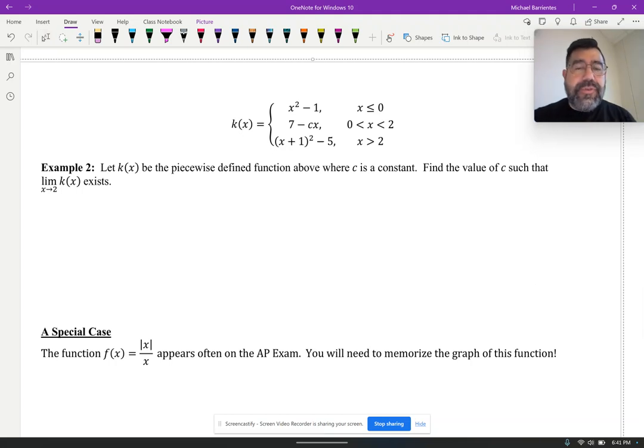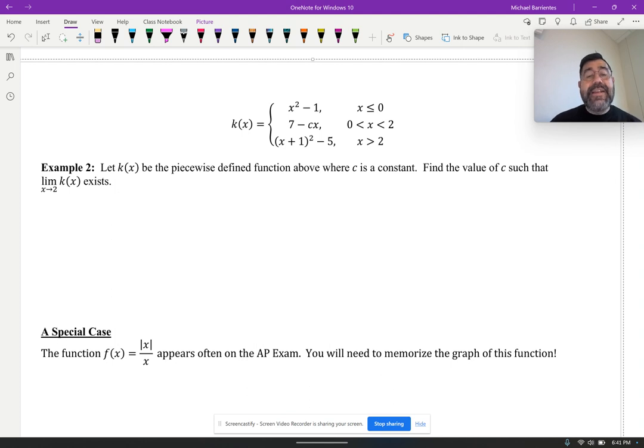All right, in video 3, this is a very familiar AP problem. We're given a piecewise function, and they want us to figure out where a specific limit exists. So, k of x is a piecewise defined function above. We can see it's defined where c is a constant. So c is a number, but we don't know what that number is. Can you find the value of c such that the limit of k of x as x approaches 2 exists?